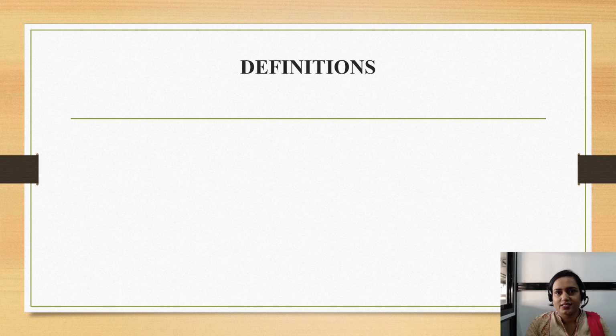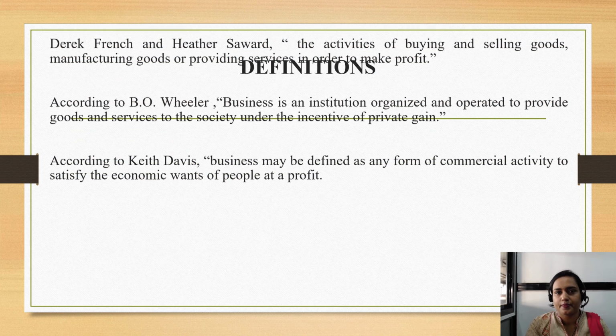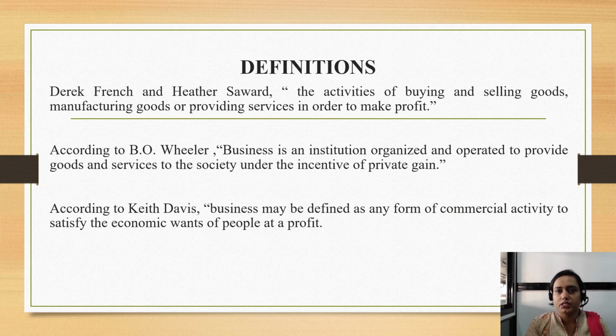Now, we will discuss the definition of business. The first definition says that the activities of buying and selling goods, manufacturing goods, or providing services in order to make profit is called business. The second definition, in the words of B.O. Wheeler: business is an institution organized and operated to provide goods and services to the society under the incentive of private gain.